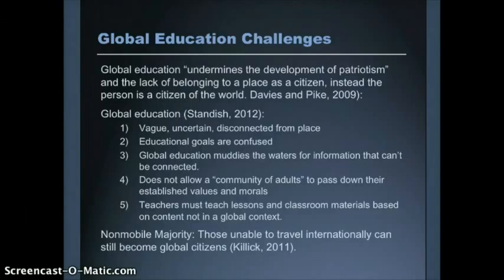Global education is 1. Vague, uncertain, disconnected from the place. 2. Educational goals are confused. 3. Global education muddies the water for information that can't be connected. 4. It does not allow a community of adults to pass down their established values and morals. 5. Teachers must teach lessons and classroom materials based on content not in a global context.